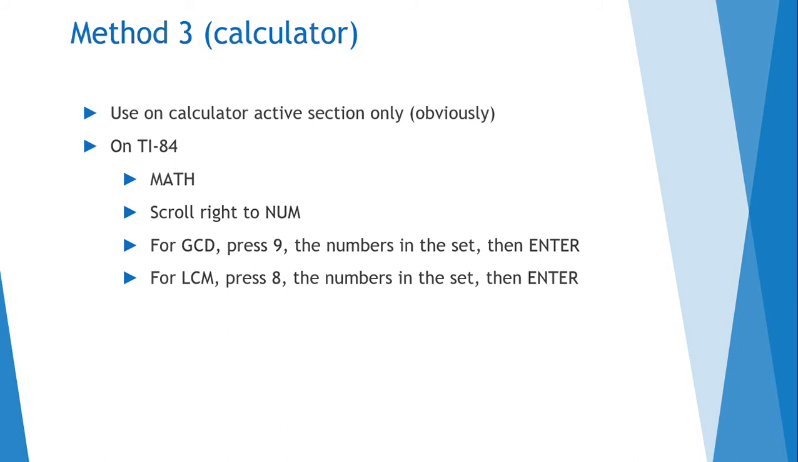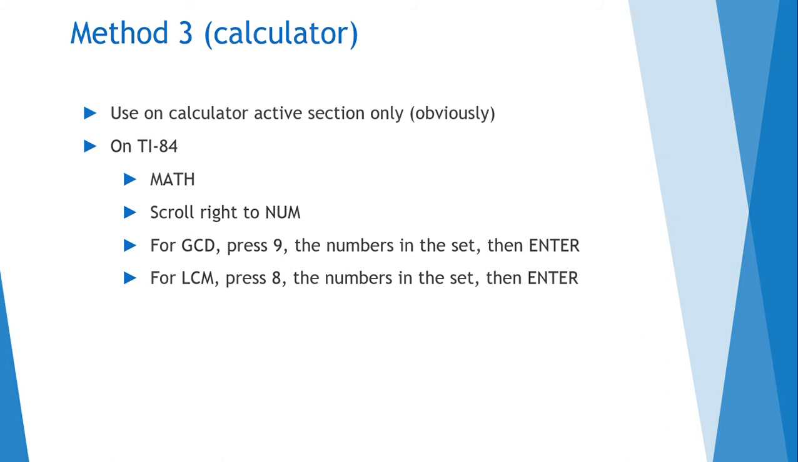On the TI-84, you're going to click the Math button. Then you're going to scroll right to Num by using the arrow keys. You're just going to click right. And then for GCD, you're going to press 9. That's going to bring you to the 9th choice. Then you're going to press the numbers in your set, like 3 and 5, for example, or like 7 and 4. And then you're going to click Enter. And that's going to give you the GCD. And for LCM, you're going to press 8, and do the numbers instead.